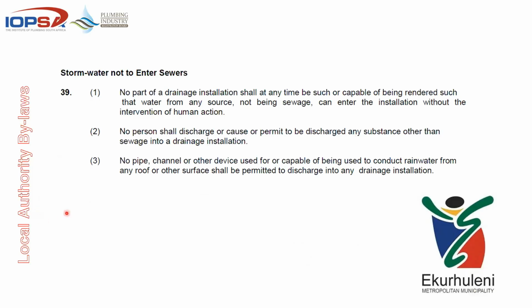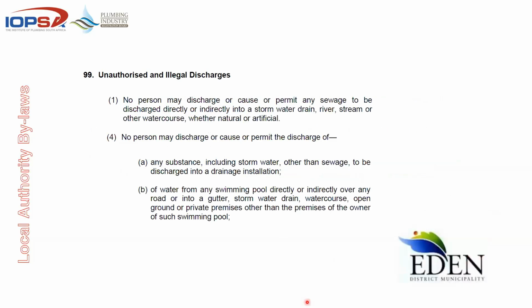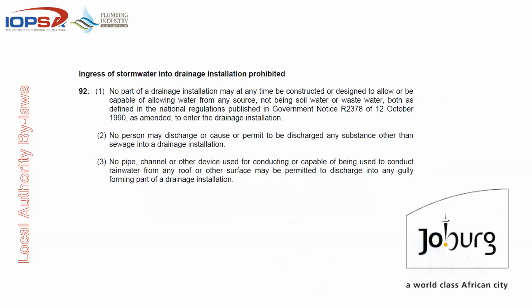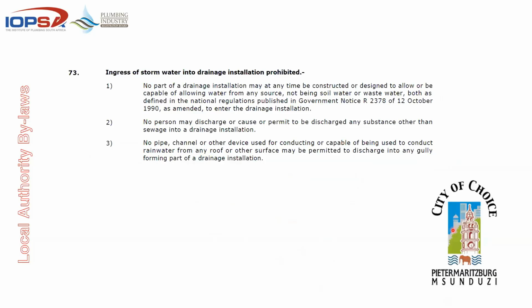You'll find that most of them end up from the same draft bylaw. No drainage installation can have anything running into the stormwater installation. The same thing falls under the drainage and the stormwater. You cannot interconnect them. And even one or two of them will tell you that they need to get the water from the pool away. You can see there's Joburg, Maritzburg and Msunduzi area, that you'll see the same thing.